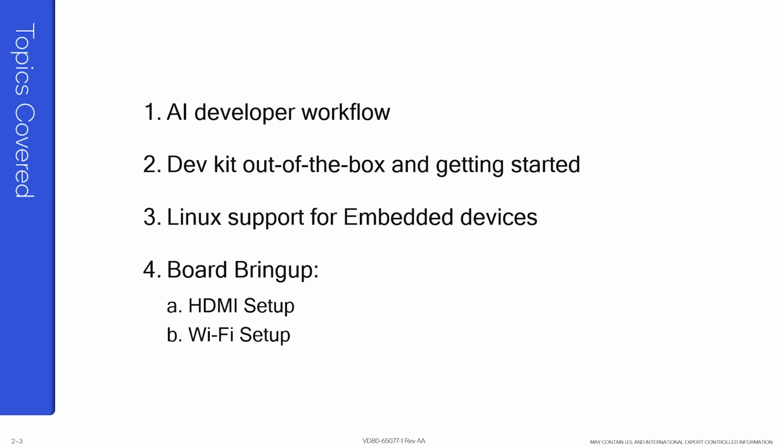So as Ramya said, in this chapter, we'll be taking a look at the AI developer workflow, and we'll be doing a little bit of unboxing on the Qualcomm Robotics RB5 development kit. Ramya will help us with that. We'll talk a little bit about what Linux embedded operating systems are available on these platforms, how they can be used, and then we'll do some board bring up on the robotics dev kit.